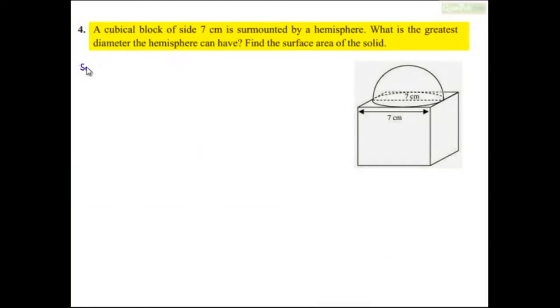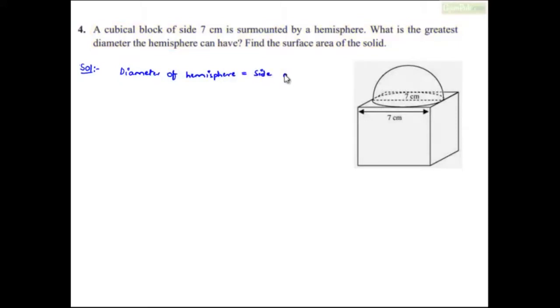Now coming to the solution. Here it is given that a cubical block is surmounted by the hemisphere. So when the cubical block is surmounted by the hemisphere, he is asking what is the maximum diameter of the hemisphere. Here the maximum diameter of the hemisphere will be the side of the cube only. That will be clear from the figure, which is equal to 7 centimeters.